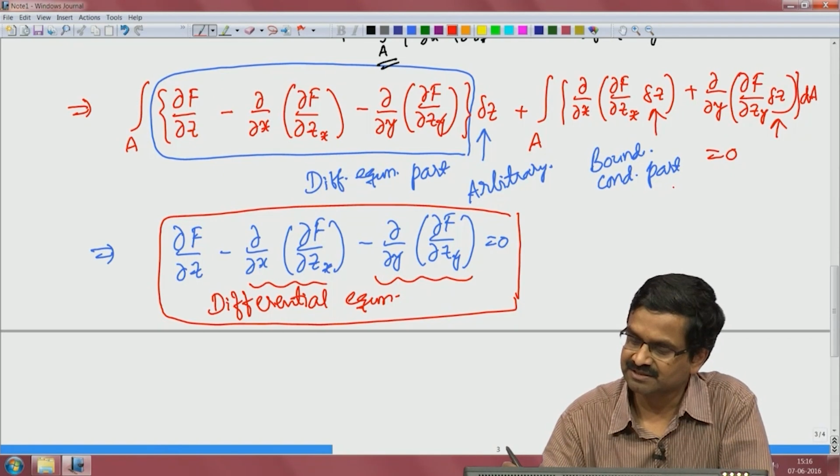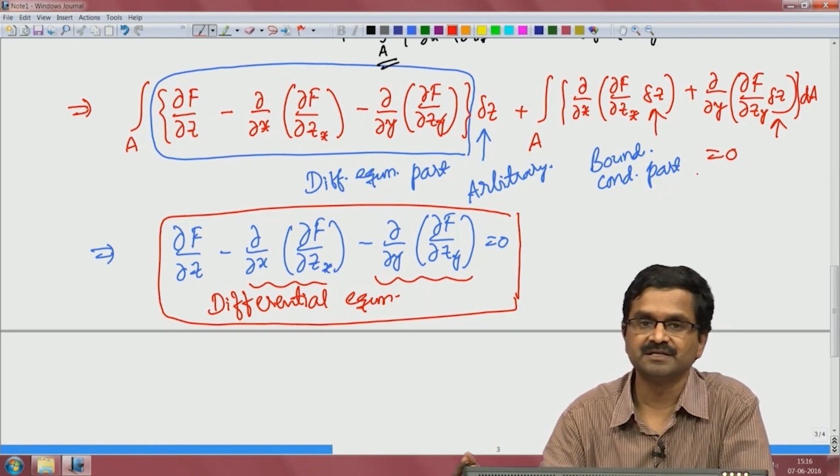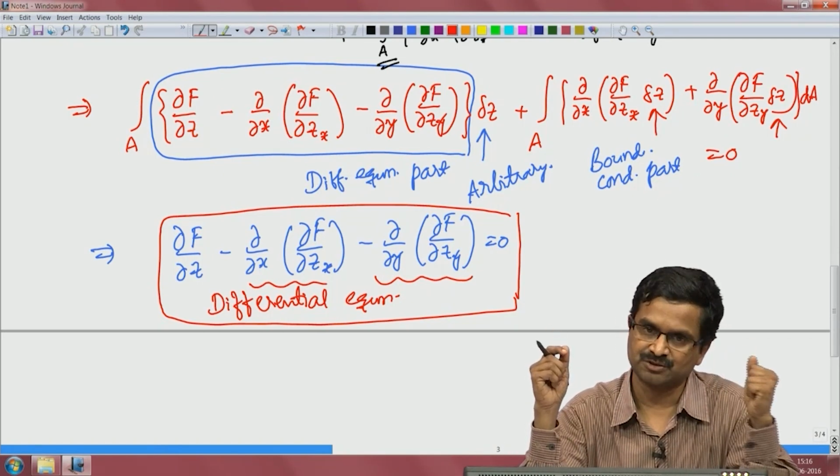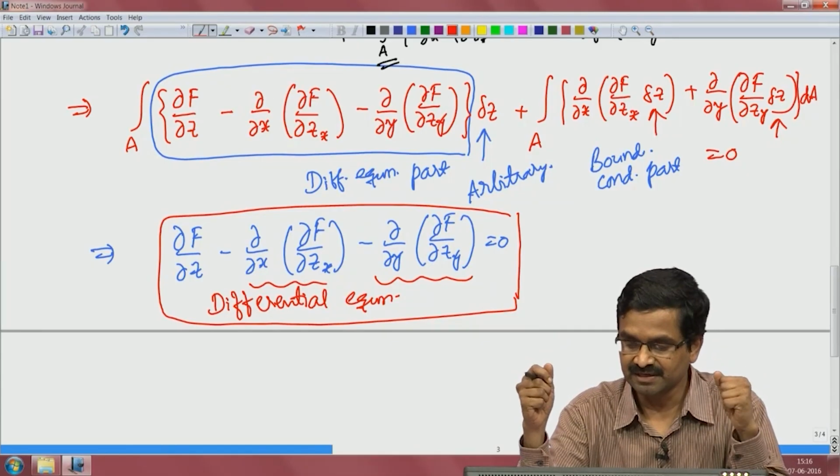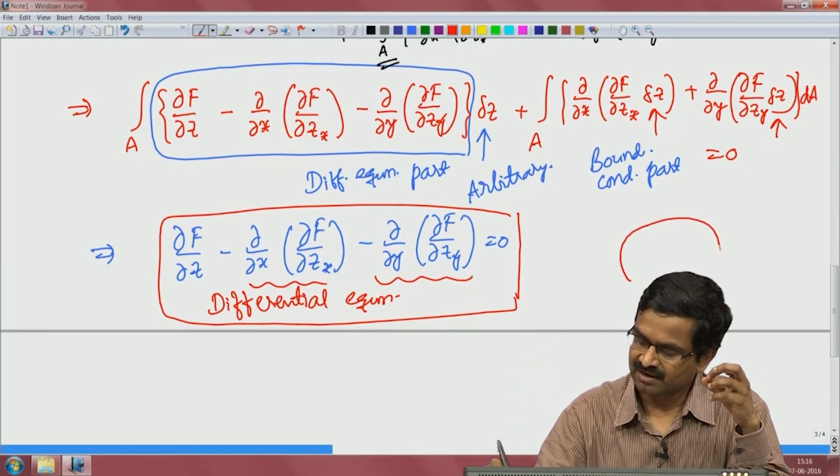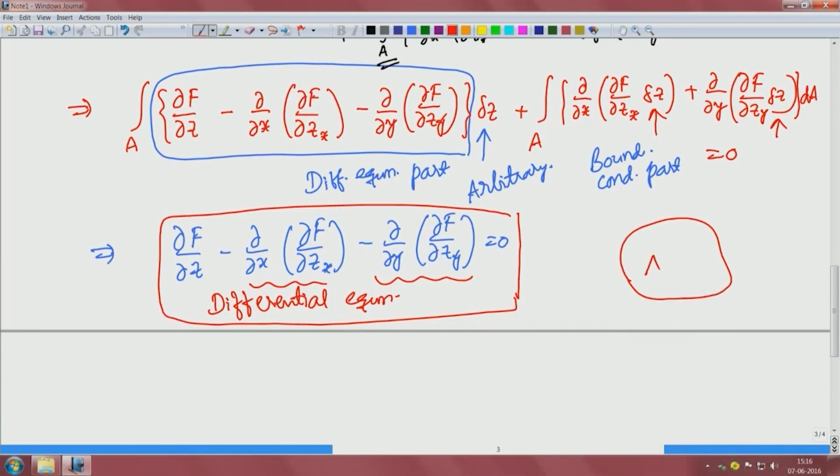For the boundary condition from integration by parts, for a one-dimensional domain the boundary is only x1 and x2. Whereas here, if I have an area like this over which I am integrating, okay, this is the inside and this is the boundary, which we denote as dou A, that is the boundary.